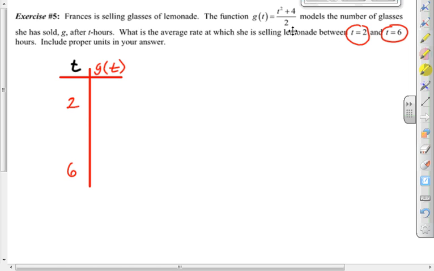So we're going to take these inputs, plug them into the rule, and get an output. This would be 2 squared plus 4 divided by 2, which would be 8. So after 2 hours, she sold 8 glasses of lemonade. And 6 squared plus 4 divided by 2, which is 40. So after 6 hours, she sold 40 glasses of lemonade.